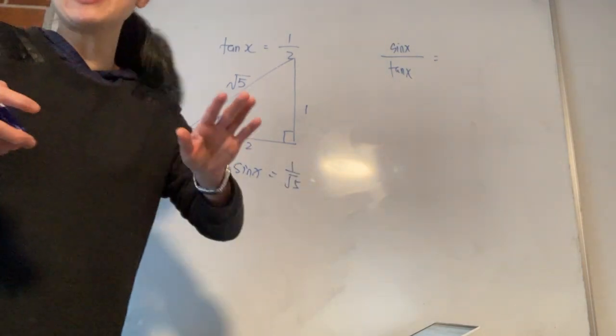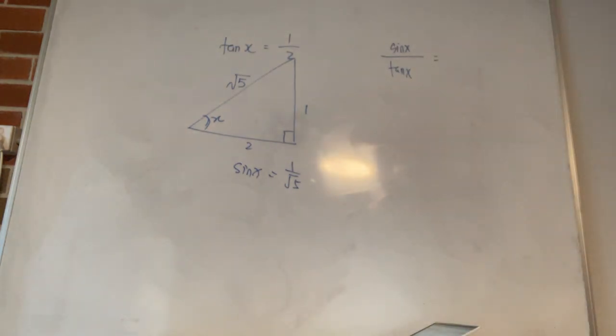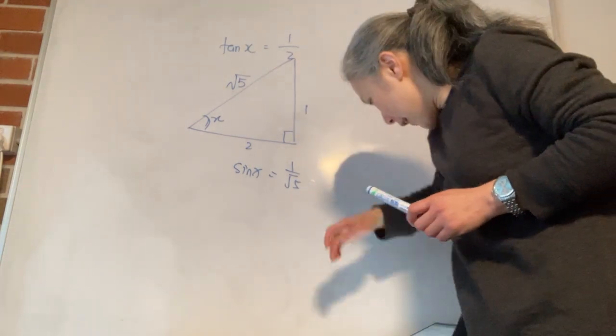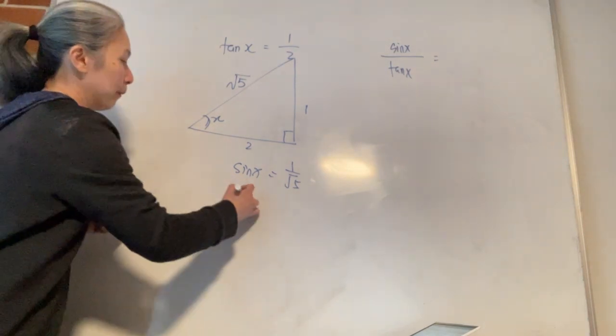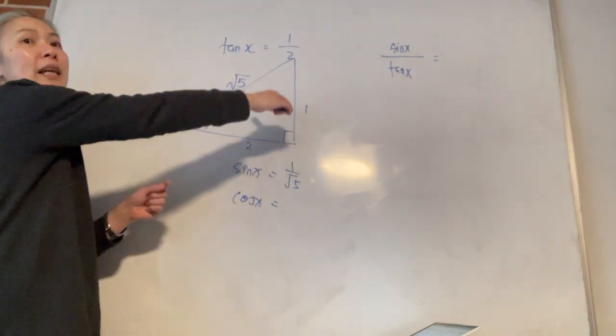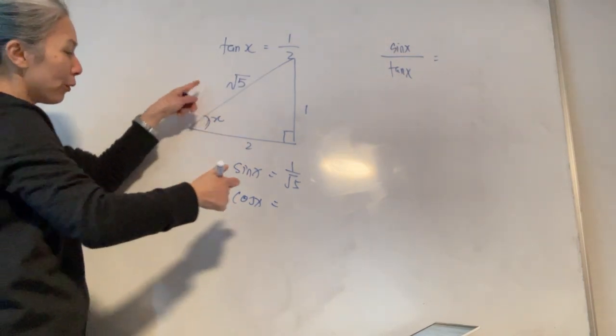Even though I know where you come from, you're thinking of tan x as sin on cos, so that means sin x must be the 1. No, you can't do that. Let's put the root 5 there. Sin x is opposite over hypotenuse, which gives 1 over root 5. Then the next question: cos x? Working from this triangle, cos x is going to be 2 over root 5.